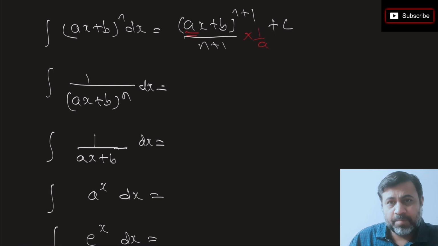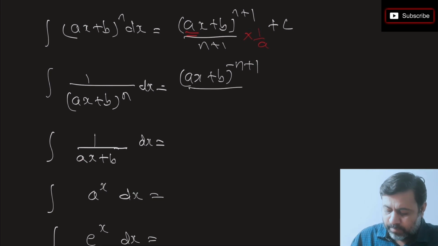So ax plus b power n, first thing is take the power in the numerator, so I get ax plus b to the power minus n. If I apply the formula, this will be ax plus b to the power minus n plus 1 upon minus n plus 1, and don't forget the coefficient of x here is a, so into 1 by a plus c.